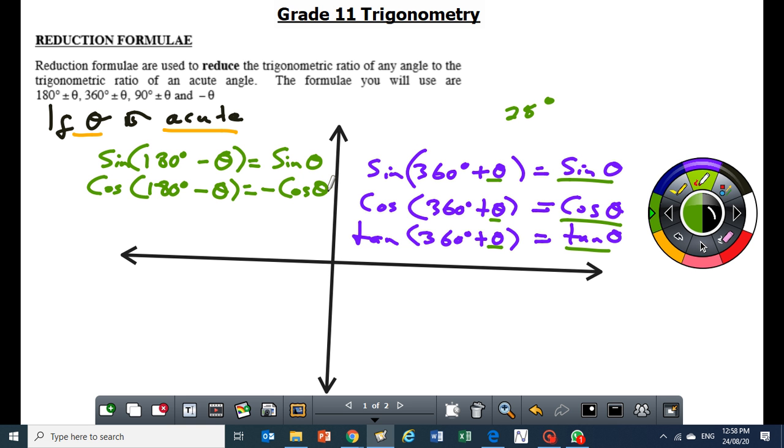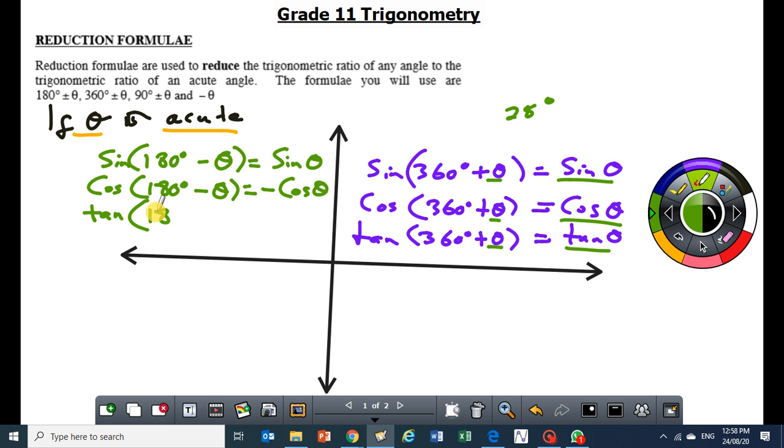This year I'm not going to talk about the derivation of this reduction formula because I don't want to confuse you. Okay? Because the derivation is not examinable. Last year I did it from scratch, but this year I don't want to confuse anybody here. Then you just memorize the reduction formula.